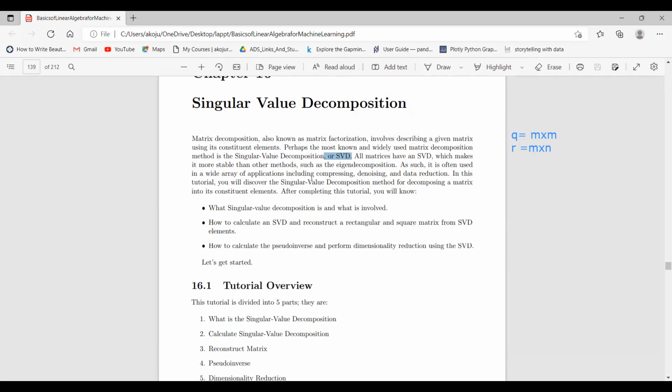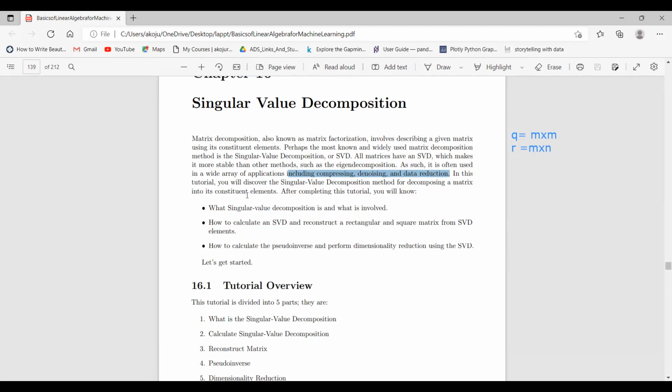wide array of applications, including compressing, denoising, and data reduction. Denoising, data reduction, and compressing are nothing but what I have said before, like feature extraction. Columns which are of no use for our data set, we will either compress them, denoise them, or do data reduction. Everything is something like the same.